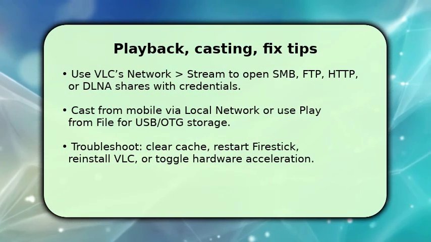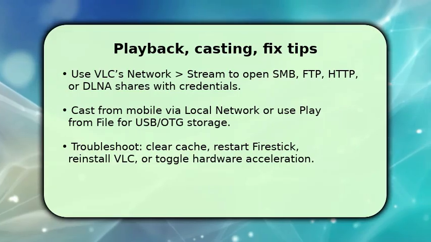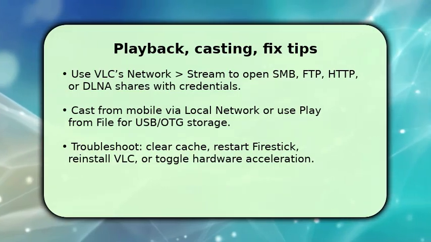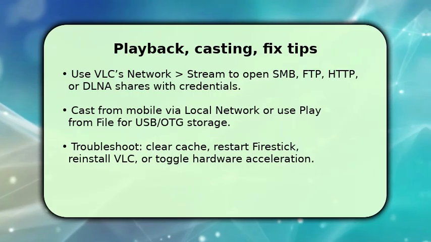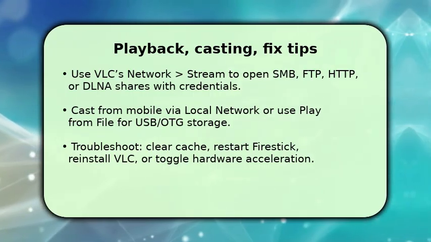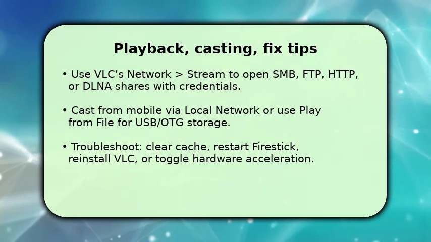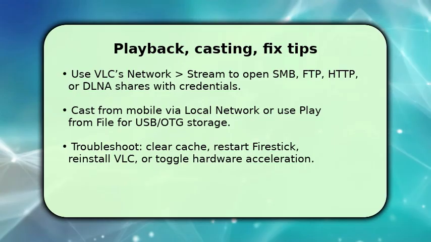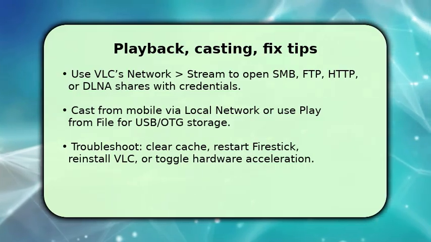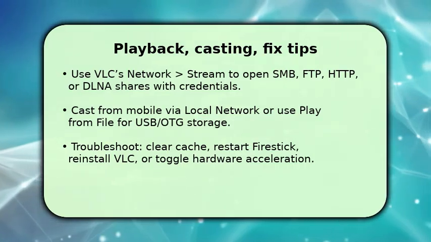To play content, choose local files for USB or network stream for SMB, HTTP, FTP, or DLNA links. Enter credentials when required. You can cast from your phone by allowing local network access or use Play from File to browse attached drives. Once done, create playlists and adjust subtitles and audio tracks in playback.